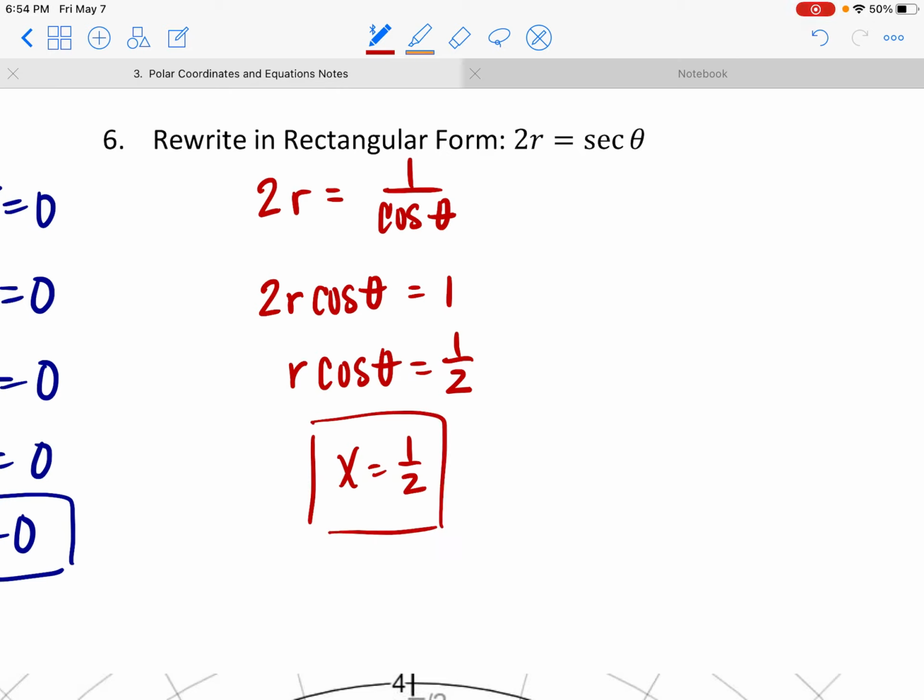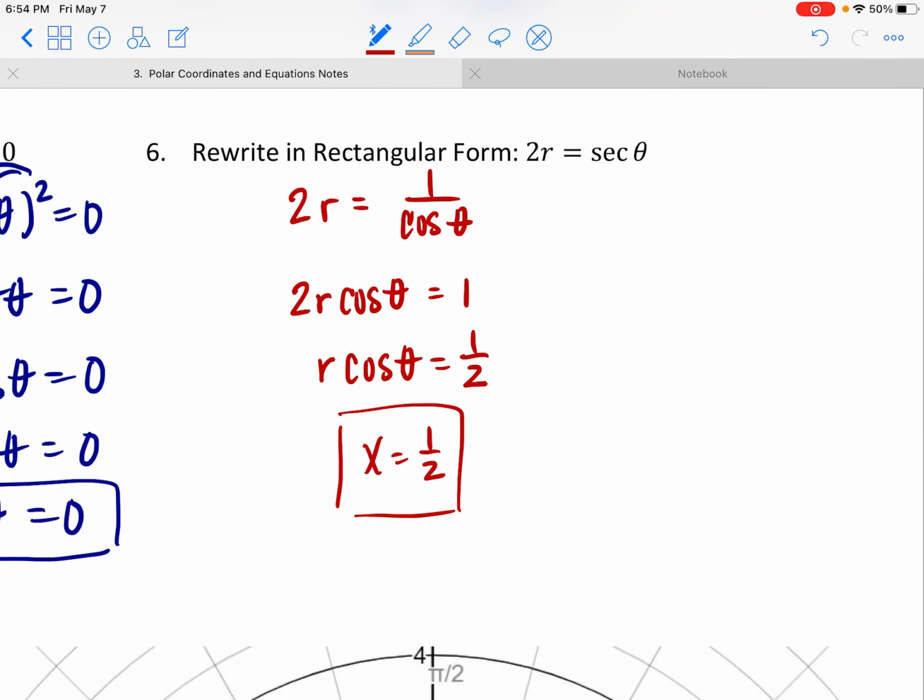So it's basically just a vertical line. Okay, a vertical line on the Cartesian coordinate plane, which is bananas. And that process can be so ugly. But that's generally the idea.